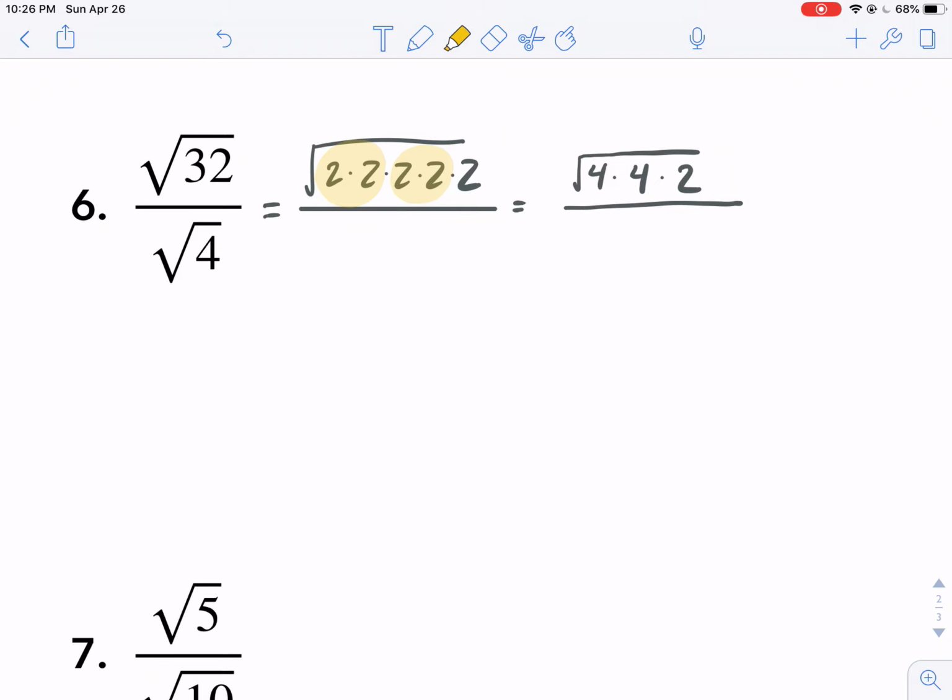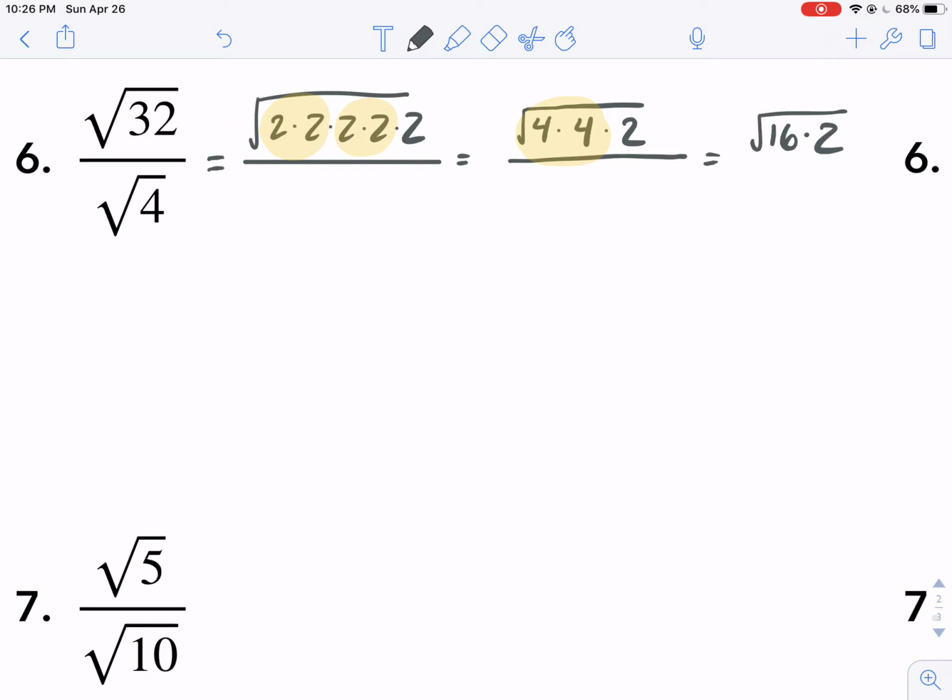And then, hey, look, we have another square root. 4 times 4, that's 16. So that's the square root of 16 times 2. Or if you looked at 32 and said, what's the biggest square that's in 32? The biggest square is 16. Sweet.